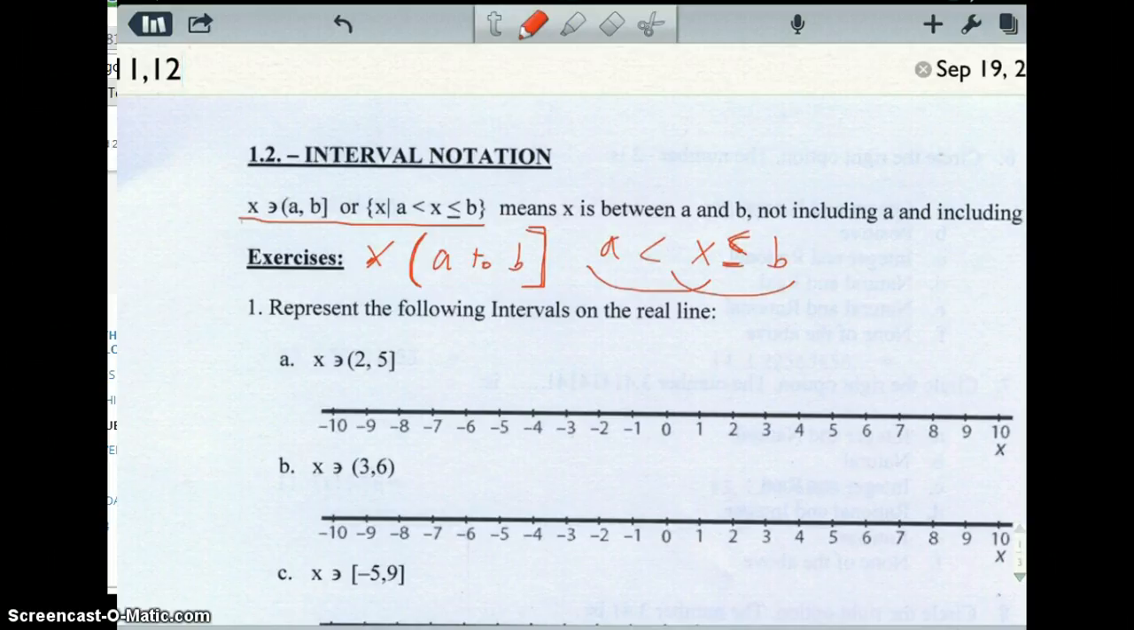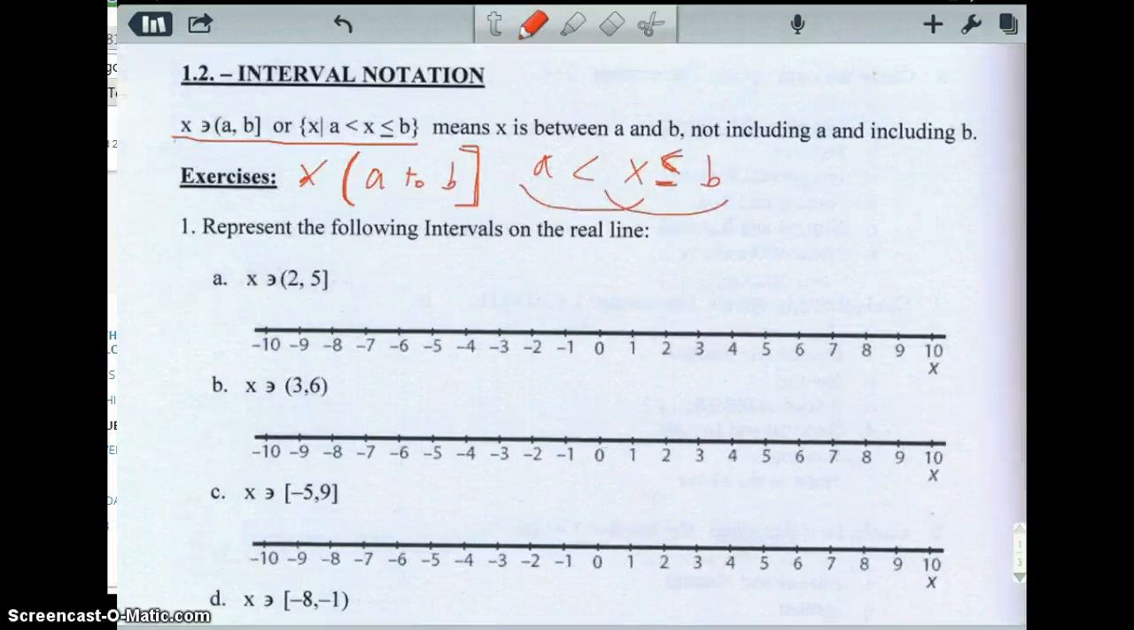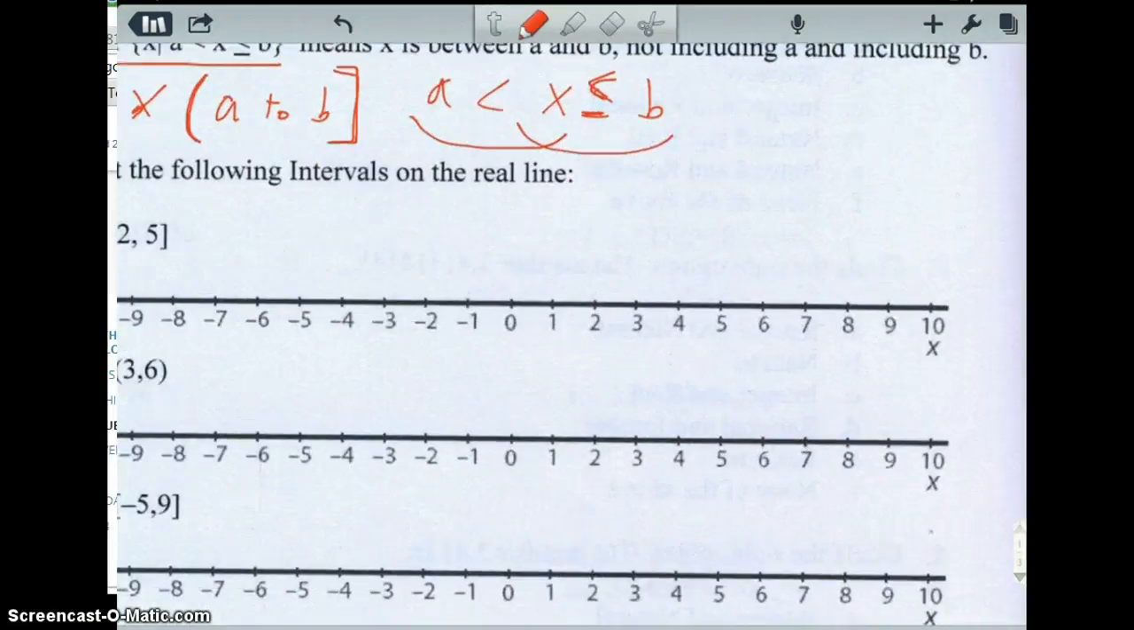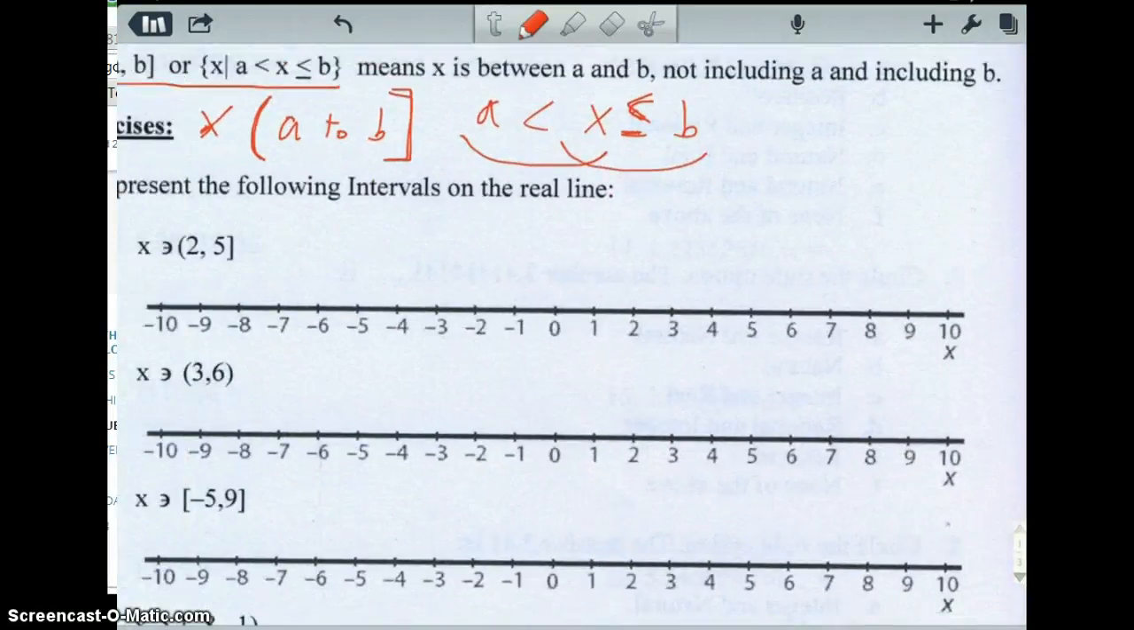Okay, so this says that x is in the interval 2 to 5. So we do know that x is between 2 and 5. So we are going to put a circle on 2 and put a circle on 5. Okay? And then we're going to connect the line in between because we know that x is between 2 and 5. Okay? Now the question is, does x include 2? Does x include 5? Does the interval include both or not?